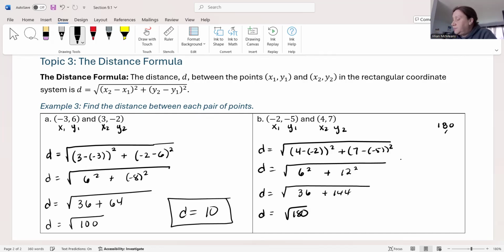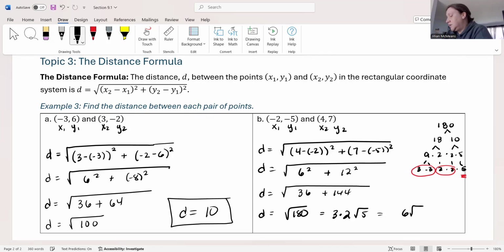So we have 180. 180 is the same as 18 times 10. 18 is 9 times 2. 10 is 2 times 5. 9 is 3 times 3. Bring down the 2's. Bring down the 5. We're looking for groupings of 2 identical factors because we have a square root. We can bring out a 3. We can bring out a 2. We're left with a 5 under the radical. So this is equal to 3 times 2 square root 5, or 6 square root 5. And that's your final answer.